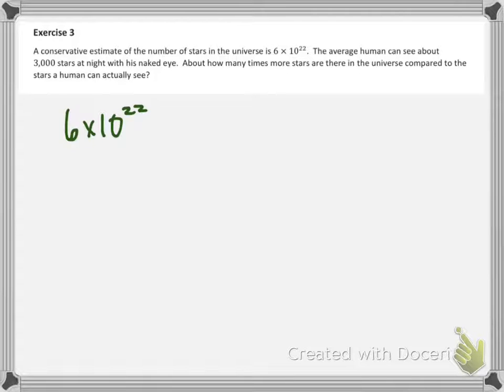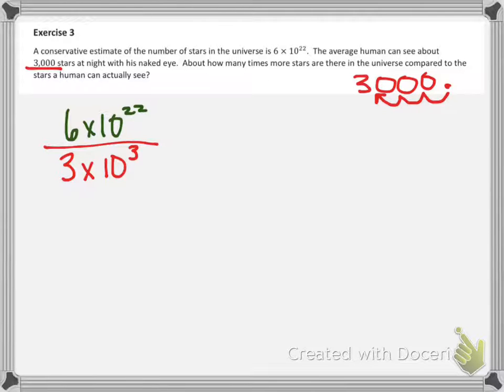And then we need to change this 3,000 stars into scientific notation. So I'm just going to show that over here. It's 3,000, the decimal is here. We need to move it 1, 2, 3 to get a single-digit integer, and that means we've moved it 3 places. So this is 3 times 10 to the 3rd power, and there's our comparison.